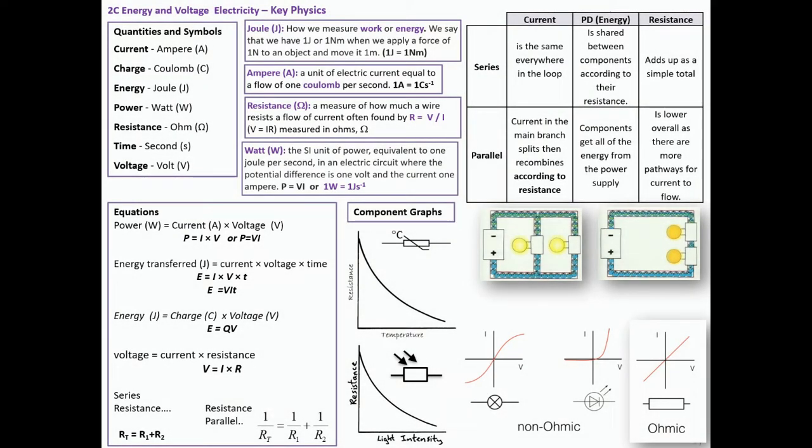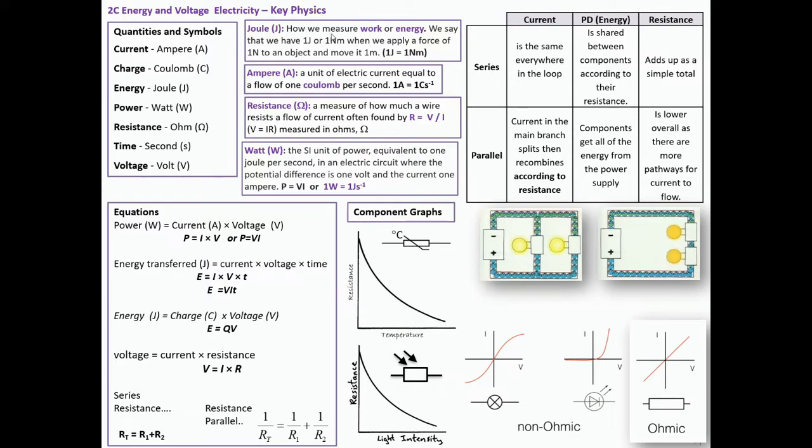Okay, so this is a quick introduction for iGCSE Section 2C, energy and voltage, it's called. It's really potential difference. Quantities and symbols you need to know. Current is the ampere, charge is coulombs, energy is measured in joules, power is watts or joules per second, resistance in ohms, time is seconds, and voltage, the volt, V, or potential difference.